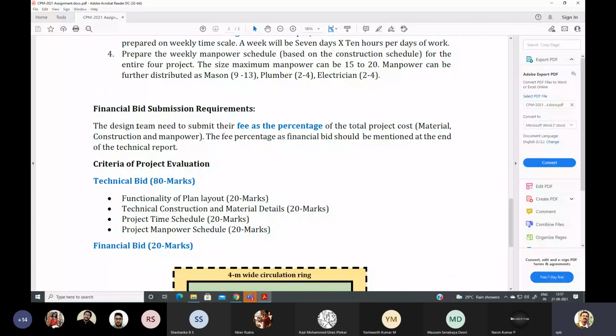You also have to give the financial bid. The design team should also submit the fees as a percentage of the total project cost, material and construction. You don't have to calculate the project cost. You say that I will take 2%, I will take 5%, I will take 1% of the total cost. Total cost somebody will calculate. The fee percentage as a financial bid should be mentioned at the end of your technical report, on the last page, stating how much percentage of the total project cost the fees will be.